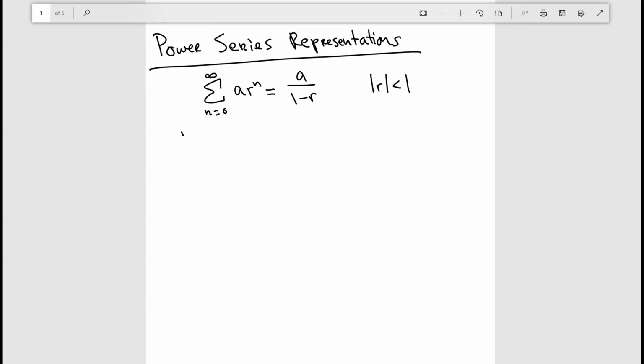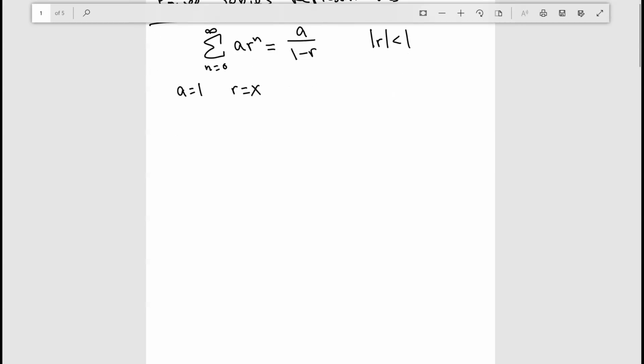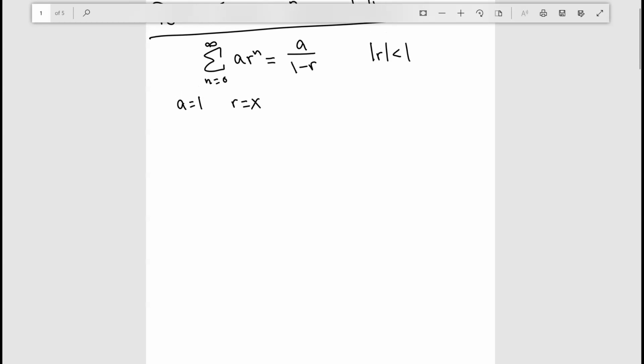So in this case, my a value, I'm going to set it equal to 1. And I'm going to say our r value is going to be equal to x. So I'm going to introduce this value of x. X can be any value. Well, not any value, but I'm going to plug that in, and I'm going to get the summation as n goes from 0 to infinity of 1 times x to the power of n.